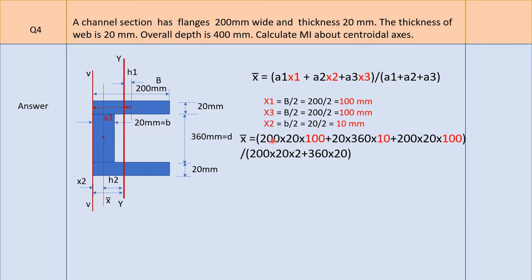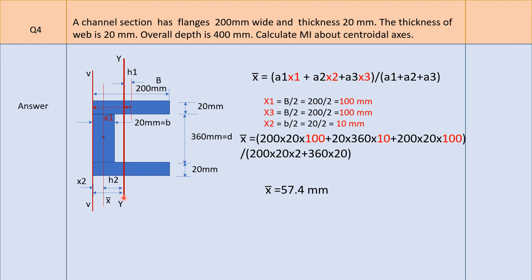So let us do the calculations here. Take the calculators in our hand: bracket open, 200 into 20 into 100 plus 20 into 360 into 10 plus 200 into 20 into 100, bracket close, divided by bracket open, 200 into 20 into 2 plus 360 into 20, bracket close, is equal to, you will get x bar equal to 57.4, which I have rounded. You may get it as 36 or 38, something like that. So x bar is equal to 57.4 mm.